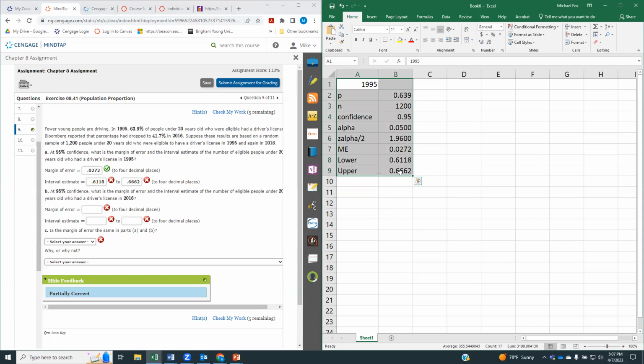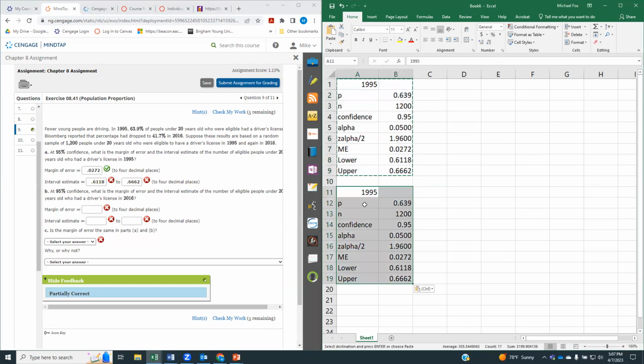Okay, so now that we have our little calculator made, I guess we could copy and paste. And we'll do this for 2016. Now our proportion is 0.417. And everything else is the same. The N is the same, the confidence is the same, and since our confidence is the same, that means our alpha and our z of alpha over 2 is going to be the same, but it recalculates our margin of error and our lower and upper bounds for us. So let's make sure that's right.